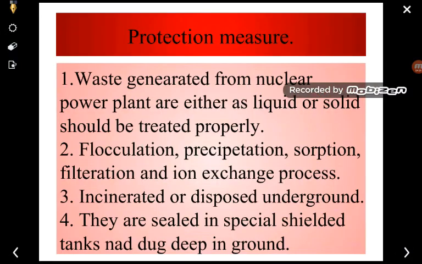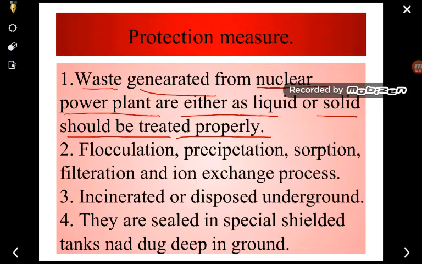Next, coming to the protection measures. Certain protection measures should be considered while handling this radioactive waste. So what are the protection measures? First one is that the waste generated from the nuclear power plant, either liquid or solid, should be treated properly. नuclear power plant से जो भी radioactive waste generate हुआ है, वो either solid form में हो या फिर liquid form में हो, they should be properly treated. Why? Otherwise they will contaminate the environment.